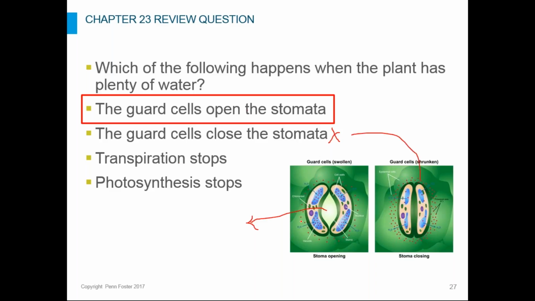When the plant has water and this opens, that's transpiration happening. So when it's open, the transpiration is continuing, so that's not right. It doesn't stop. And photosynthesis is not really directly related, so that's not your correct answer either. So this is the only correct one. The guard cells open the stomata, and that allows transpiration to happen.